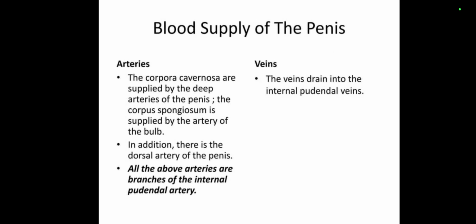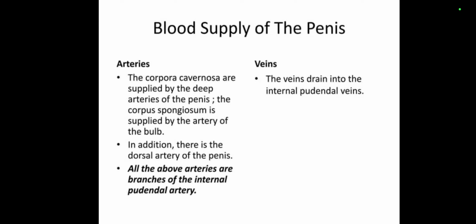So this is the blood supply pertaining to the penis. Let's start with the arteries. The corpora cavernosa are supplied by the deep arteries of the penis. In addition, the dorsal artery of the penis also supplies blood to the corpora cavernosa. All of the above arteries are branches of the internal pudendal artery. So particularly, the artery supplying the penis here is the pudendal artery. How about the veins?